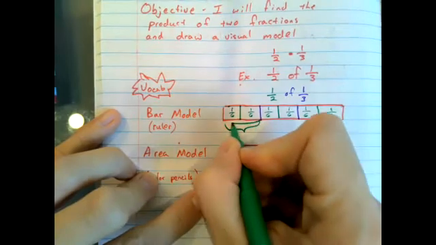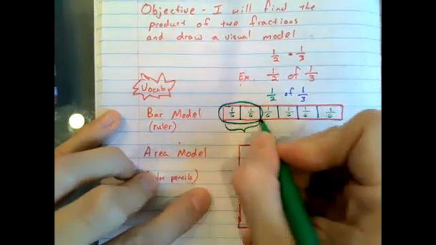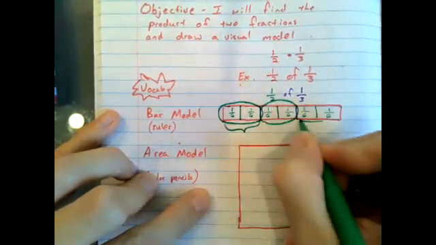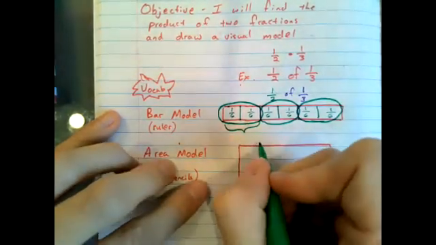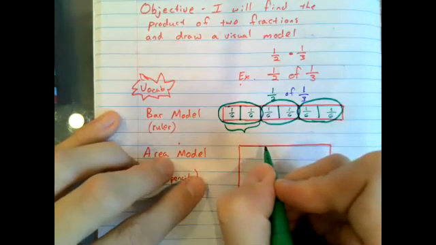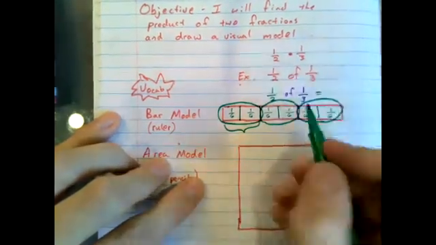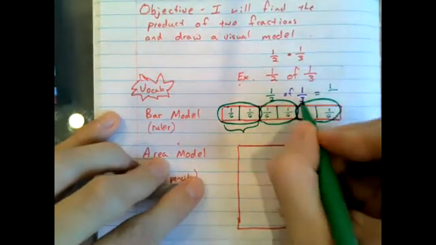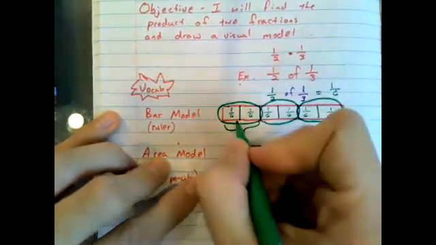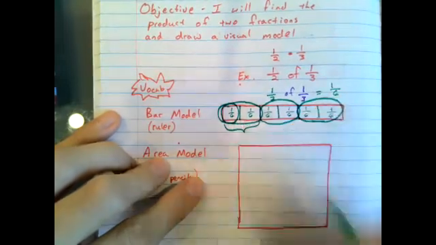Now, this was a third, this was a third, and this is a third. So how much is half of 1/3? If you're unsure, we can just go to that old method. 1 times 1 is 1. 2 times 3 is 6. The answer here is 1/6.